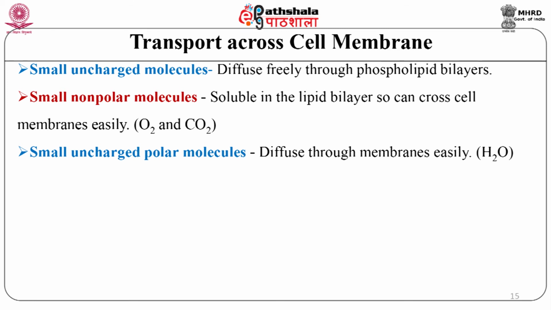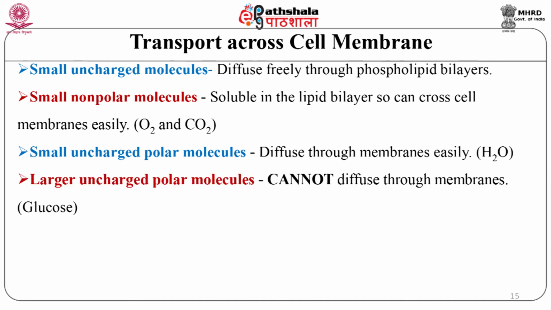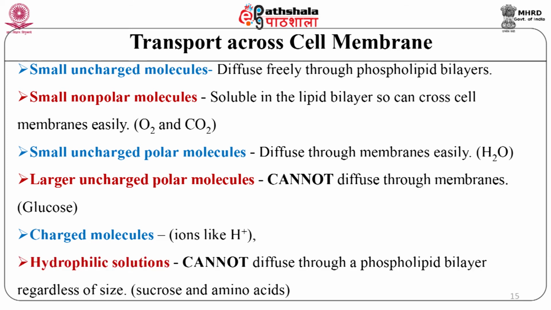Small uncharged polar molecules, for example H2O, can diffuse through membranes easily. Larger uncharged polar molecules, for example glucose, cannot diffuse through the membrane. Charged molecules, for example ions like hydrogen ions, and hydrophilic solutes like sucrose and amino acids, cannot diffuse through a phospholipid bilayer regardless of size.